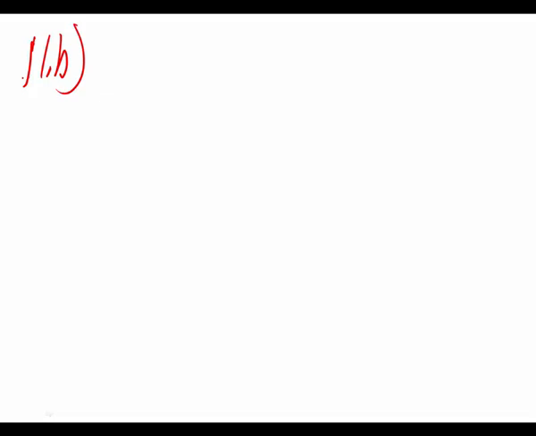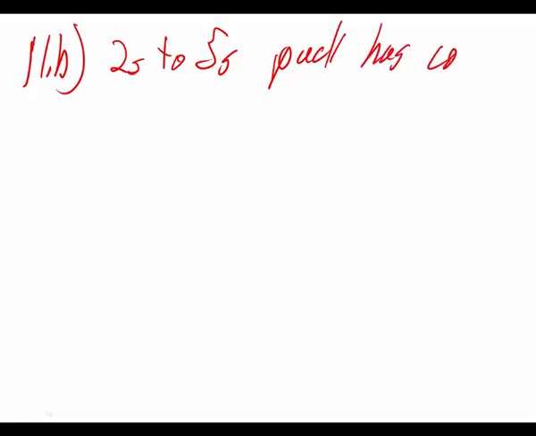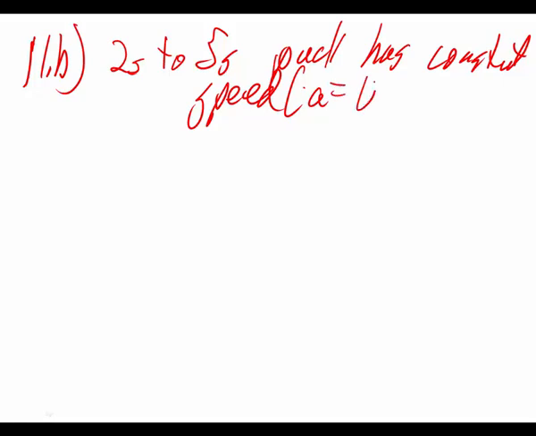All right. So what happens after 2 seconds? What happens from 2 to 5 seconds? It just slides, doesn't it? Very good. So from 2 seconds to 5 seconds, the puck has constant speed, which means acceleration is equal to 0 meters per second squared, right?